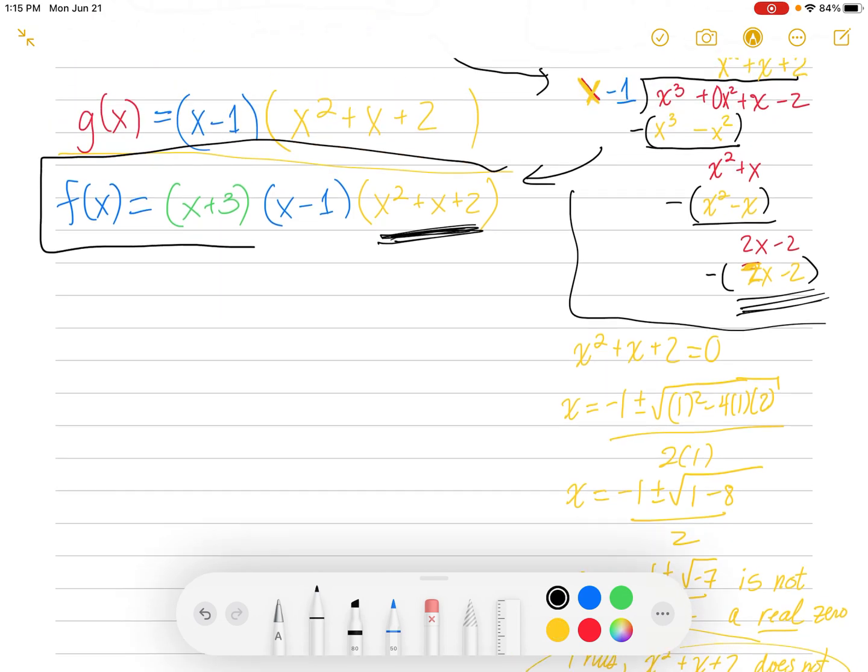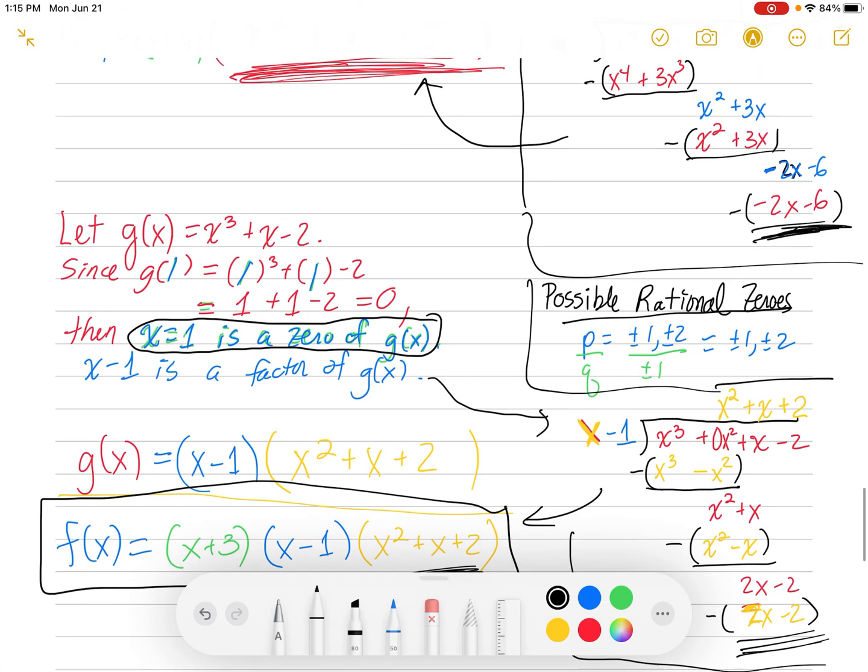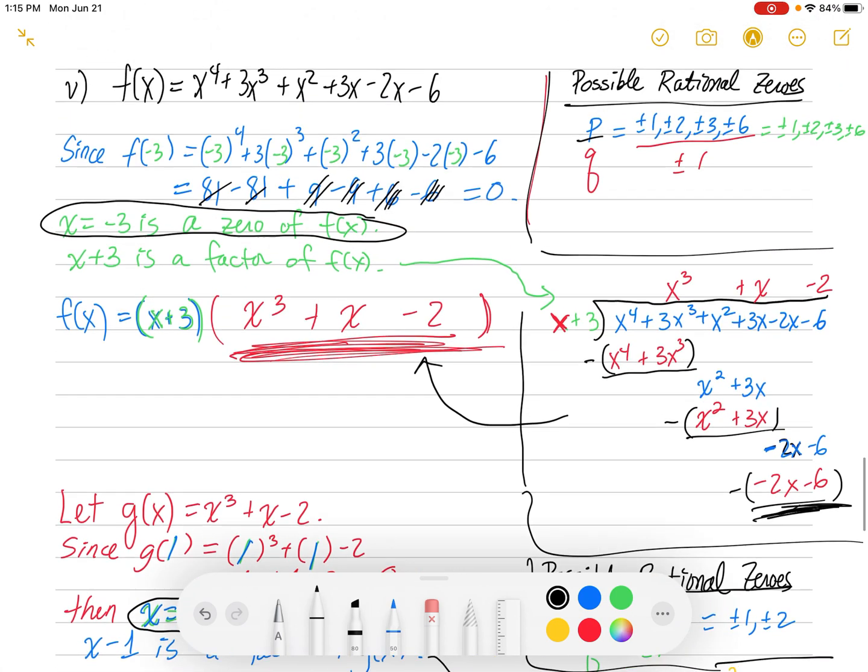So since it doesn't factor, then we just leave it. And that means our final answer here is this. f of x factors as x plus 3 times x minus 1 times x squared plus x plus 2. So that yellow portion does not factor in the real number system. You'd have to go into imaginary numbers, and this is something we do not do. We do not go into imaginary numbers here.